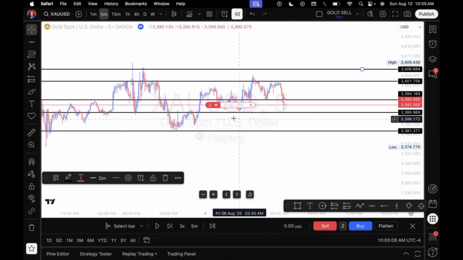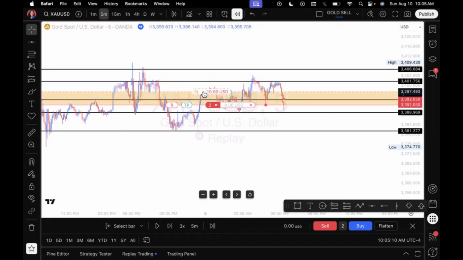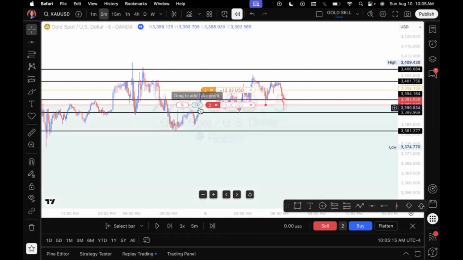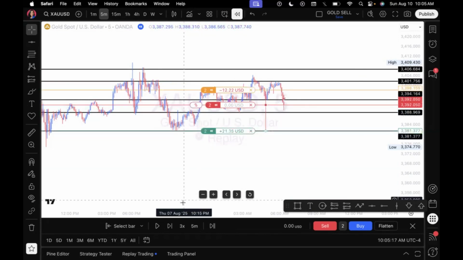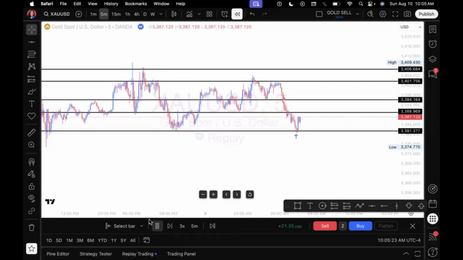So if I enter for a sell, I can set my stop loss above any of these previous highs, and I can set my TP at a previous low. And we're going to go ahead and see what happens in this trade. We can see that the market actually, just like clockwork, came right back down to that previous level of support. And again, we were able to secure a couple of pips in this trade.